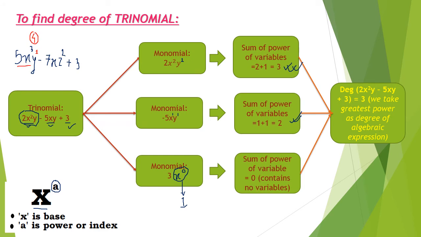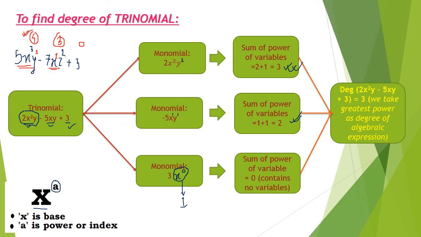For this, its power is 4, and for this, y has 1 power and z has 2 power, then it is 3. And as 3 is a constant, its degree is 0. Now among these 3, we can say the degree of the trinomial is 4, because the highest power is 4.